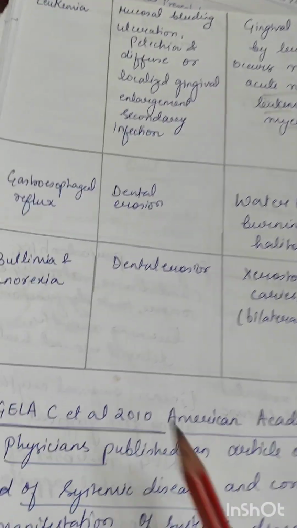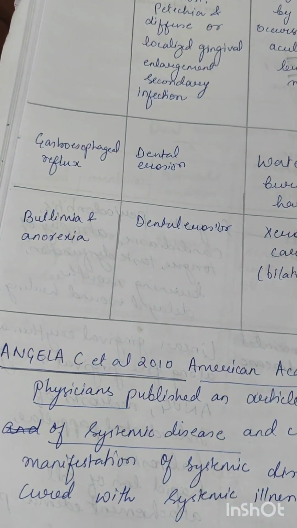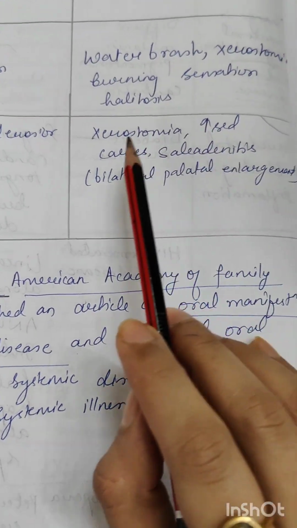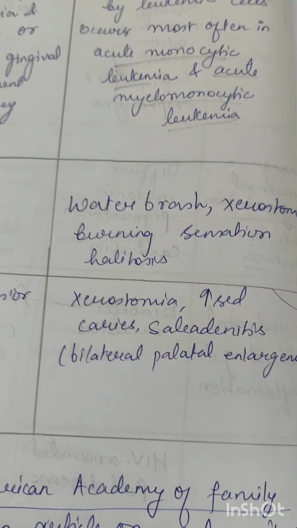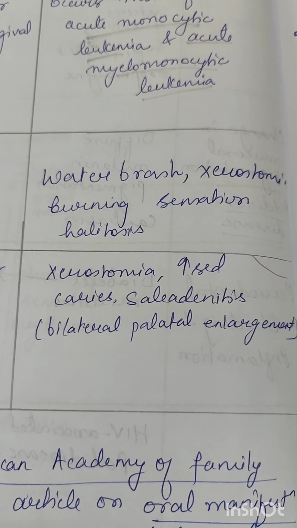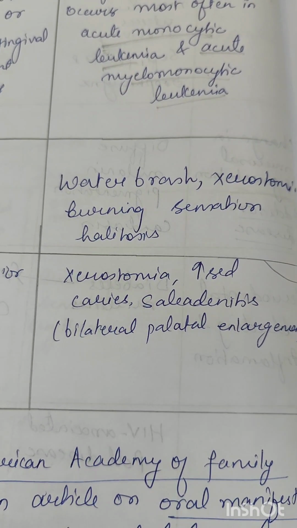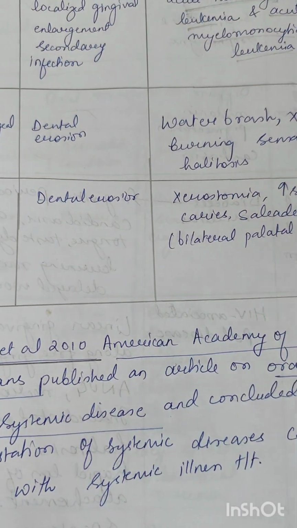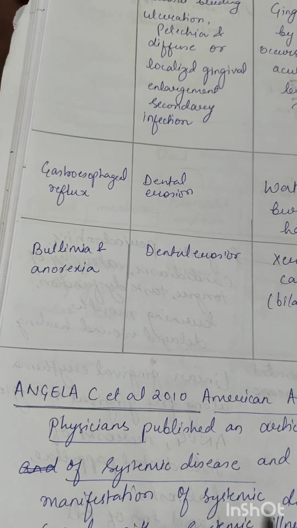Next is bulimia or anorexia. That means when you don't feel like eating, it will also cause dental erosion, xerostomia, increased caries, and sialoadenitis, that is bilateral palatal enlargement. Xerostomia and sialoadenitis usually resolve on normalization of the nutritional status, and sialogogues, which are artificial salivary supplements, may help in such conditions.